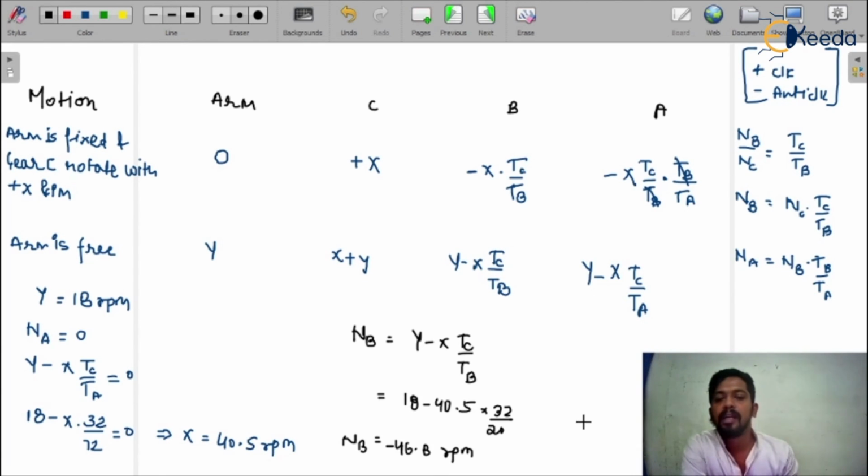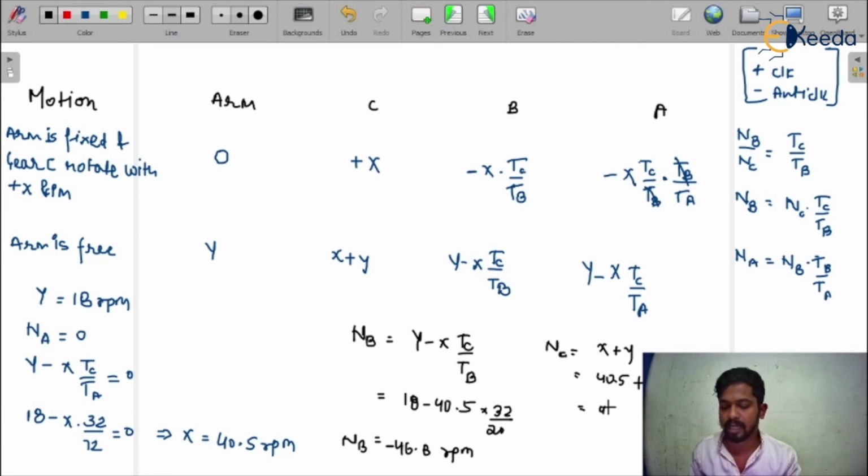Okay, and similarly we can calculate the speed of gear C, and that is x plus y. So here x is 40.5 and y is plus, sorry, 18. So you'll get 58.5. Okay, you will get 58.5 rpm, and that is in clockwise direction.